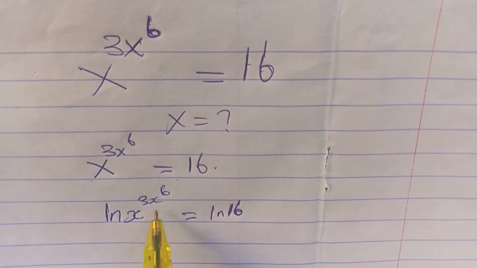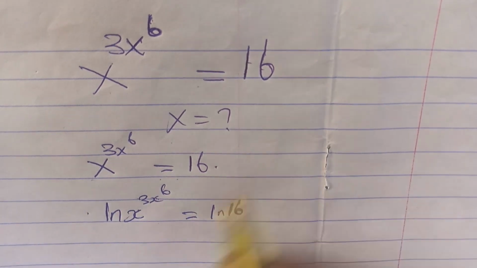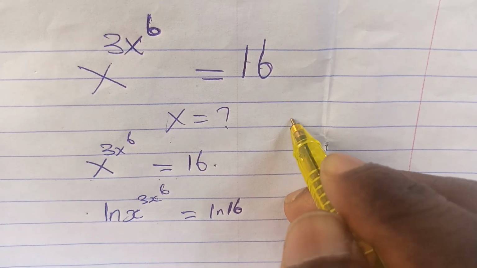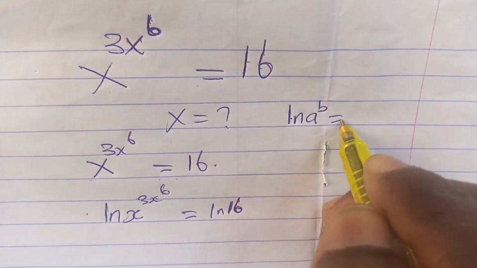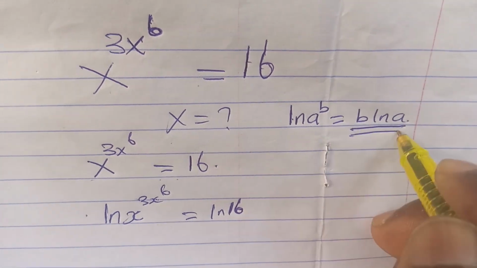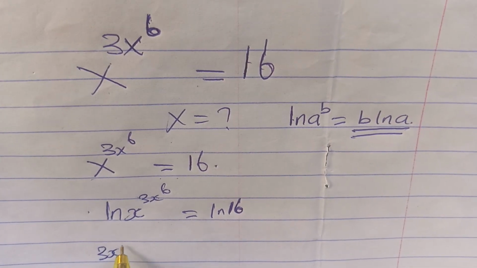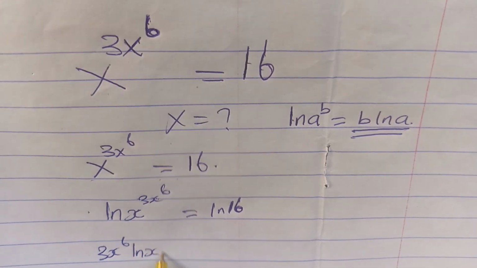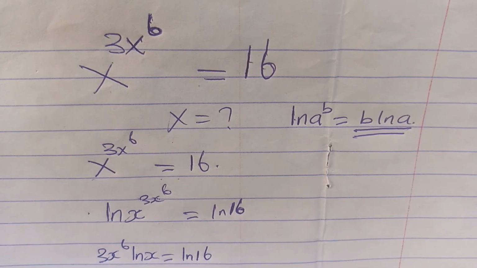So the next step, recall that the exponent comes to the front. From the principle of logarithm, if you have ln a to the b, it is also equal to b ln a. So if we apply this rule here, we have 3x to the power of 6 ln x is equal to ln 16.